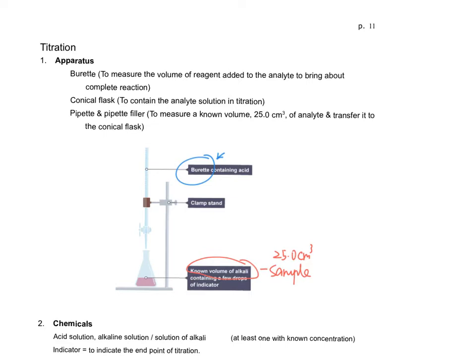The sample solution has known volume but unknown concentration. The solution in the burette has known concentration, for example 0.5 mol per dm3, but it has unknown volume. So we are going to determine this volume in order to find out the concentration of the sample solution.